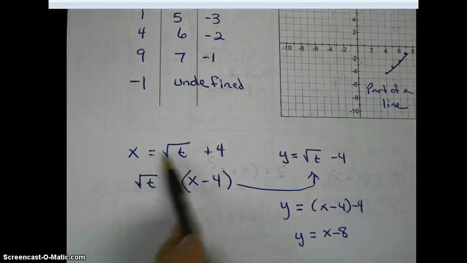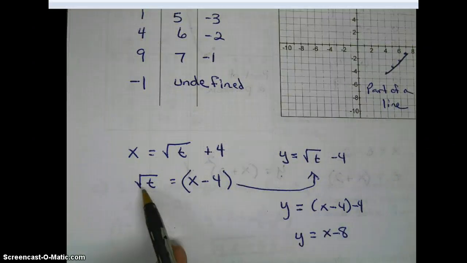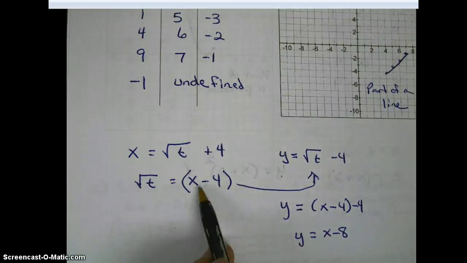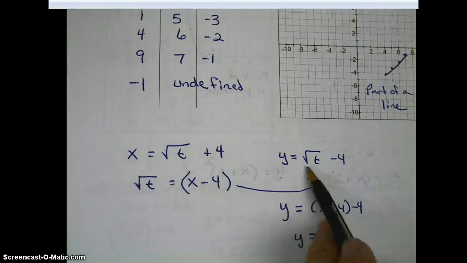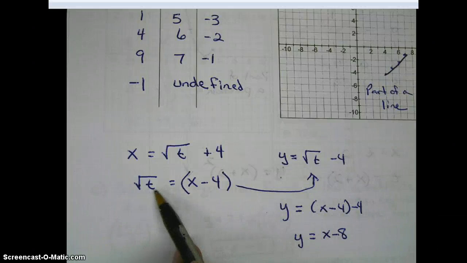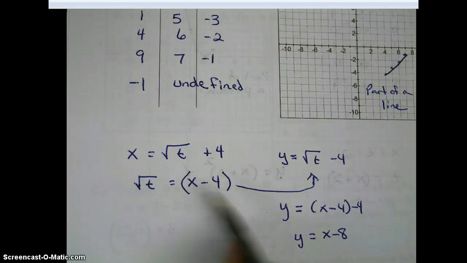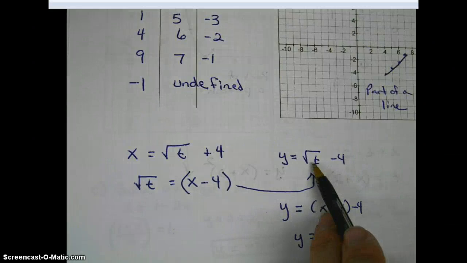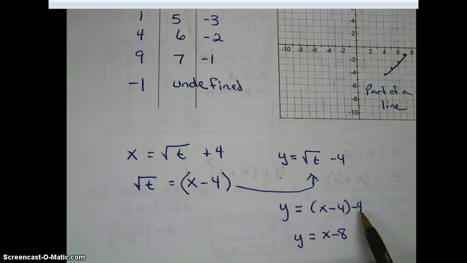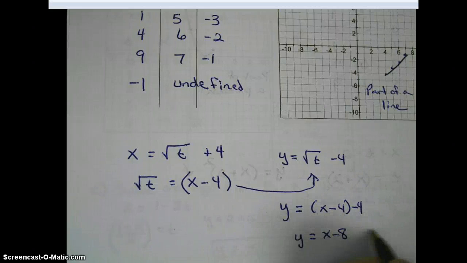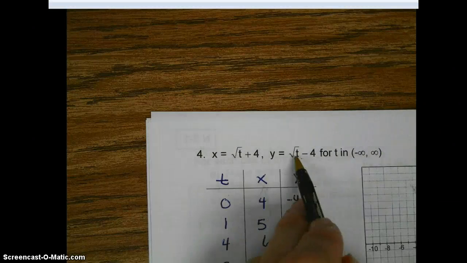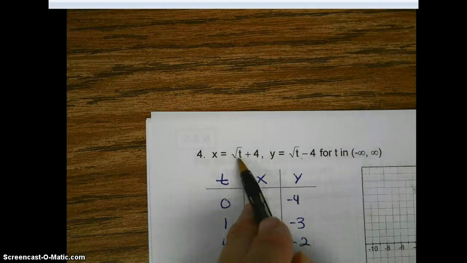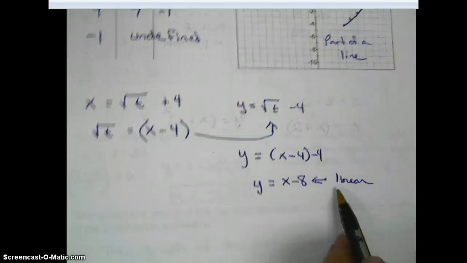Okay, so notice I went down and I've got the square root of t equals x minus 4. So rather than squaring this, I just decided that since the other equation has the square root of t in it, I would just solve for the square root of t. The square root of t is equal to x minus 4. Plug x minus 4 in for the square root of t. You get x minus 4 minus 4. Y equals x minus 8. Now notice, linear. Important note, notice our parametrics. We might have guessed that our graph would have been square root or quadratic, but it came out as being linear.